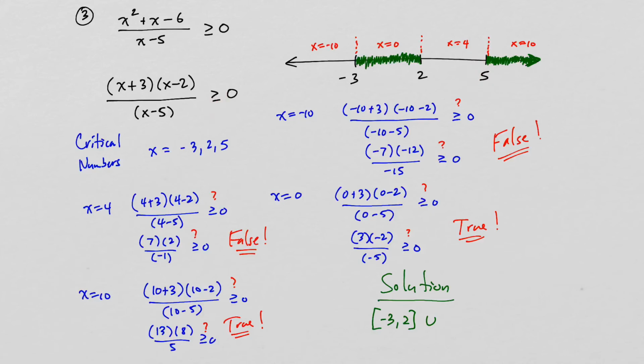However, we cannot include 5, okay? We cannot include 5 because if you put 5 into the original, 5 minus 5 is 0. We are dividing by 0. So that's a little bit tricky, but we cannot include 5. And so here is our solution.